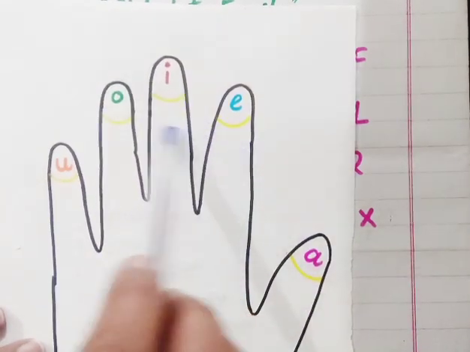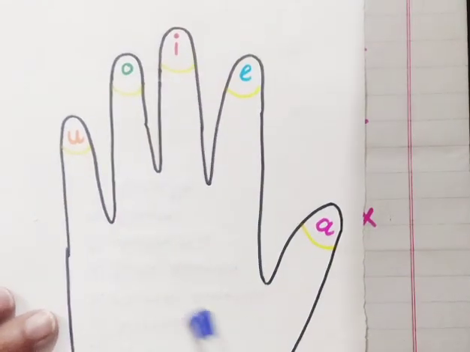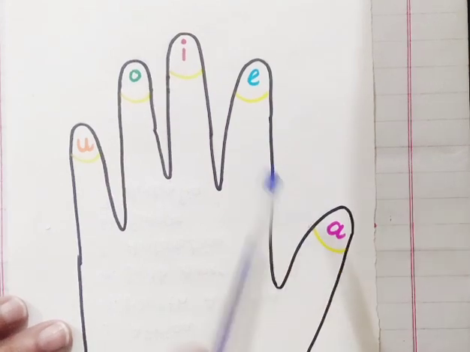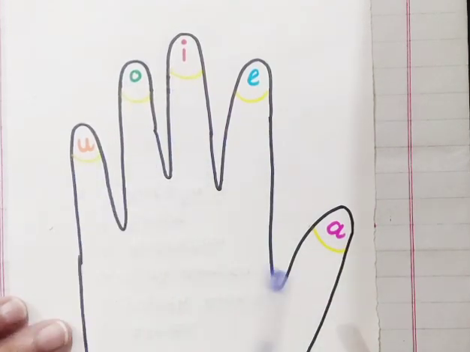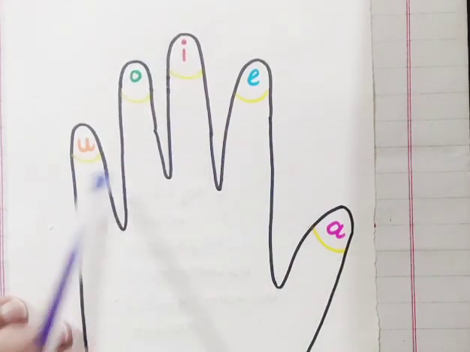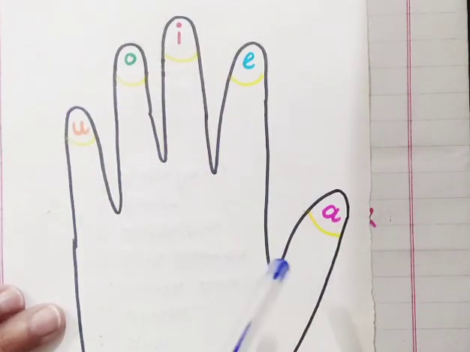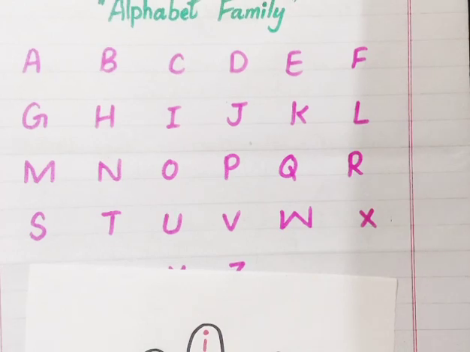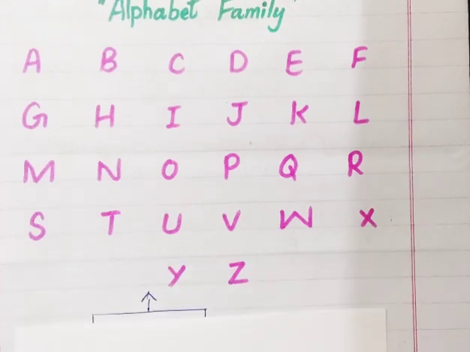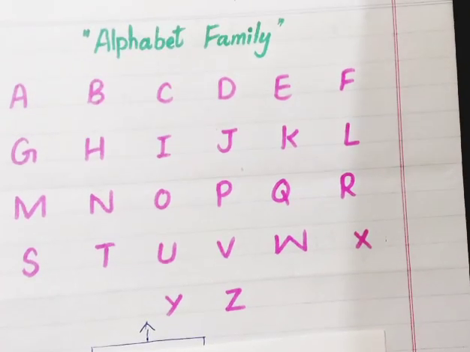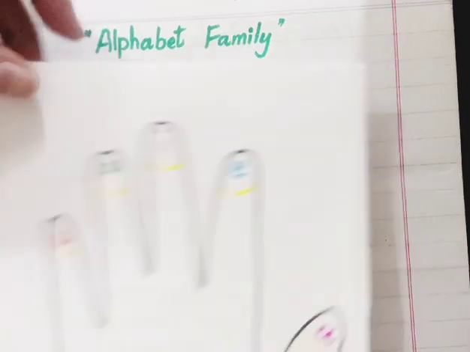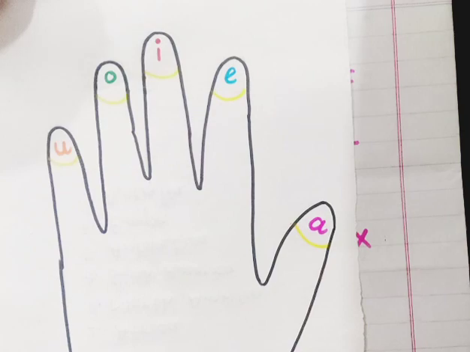A, E, I, O, U. Let's repeat with me. A, E, I, O, U. We call them by their names. Well, hope you kids enjoy my poem. These are our vowel letters, right?